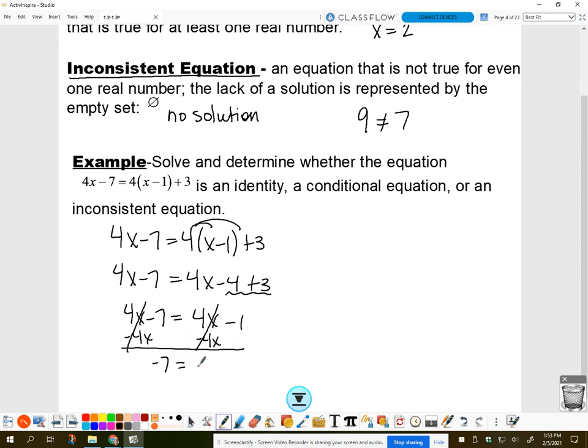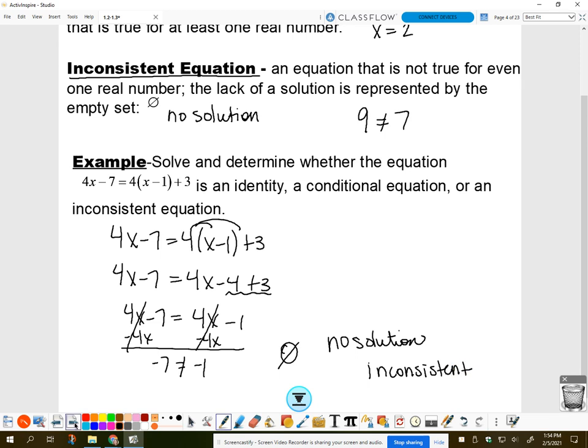x's. So negative 7 equals negative 1. But no, negative 7 does not equal negative 1. So this is no solution, so you can write that symbol. You can write no solution, whichever one makes you happy. But what's new is that we need to now put it in a category. So because there is no solution, it is considered inconsistent.